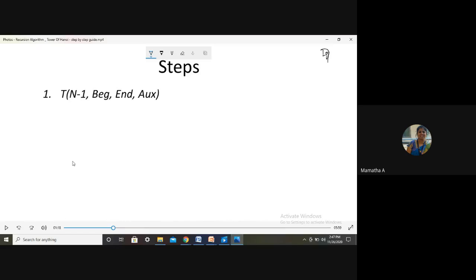Okay. So you can now observe that here. Is the screen visible, students? Yes, ma'am. So I have to move n minus 1 disks, which are on my auxiliary, to end using the source peg, that is beg. Are you understanding? If you have understood how the problem is being solved, it's very simple.